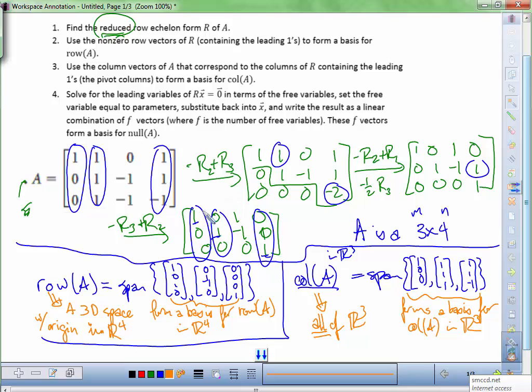Well, first of all, this is a reduced row echelon. And I look at column 1, column 2, and column 4 that have the leading ones. Then I take those same columns, column 1, column 2, and column 4, from the original matrix, and that's where those come from. C1 from A, C2 from A, C4 from A.